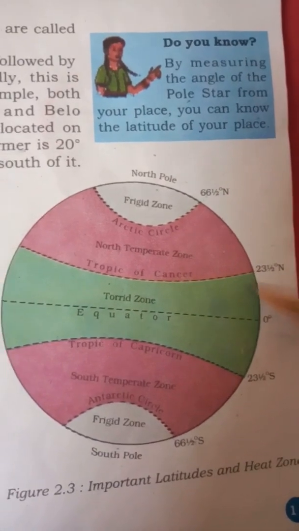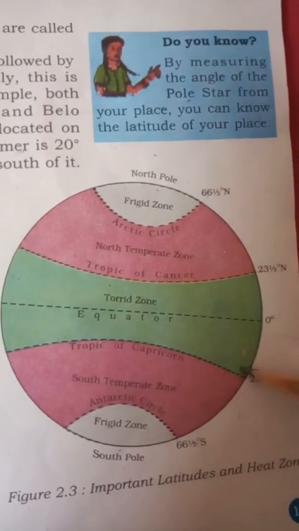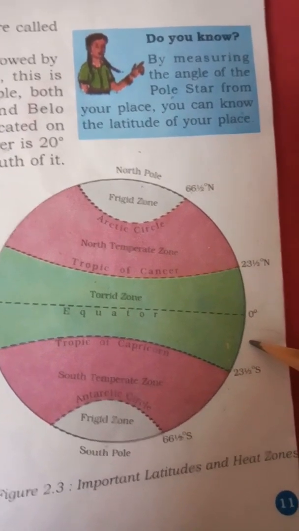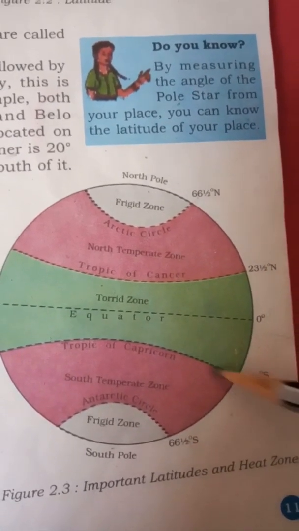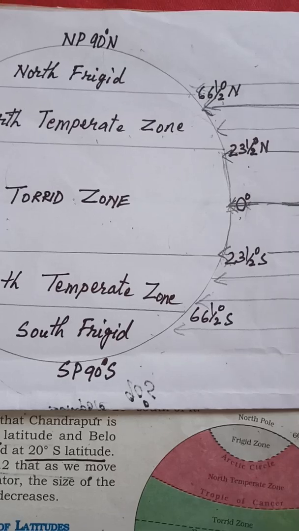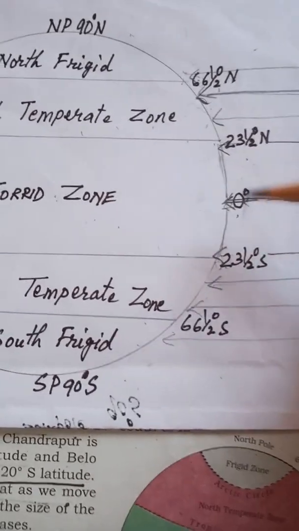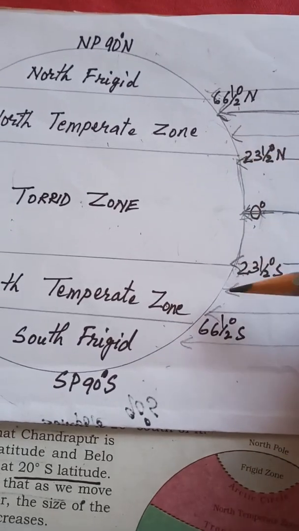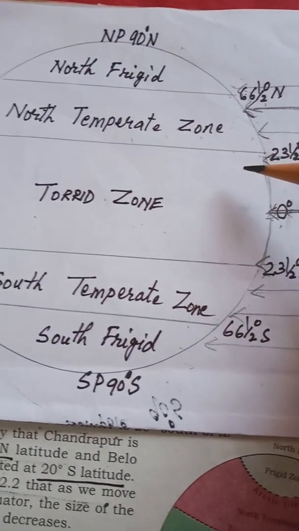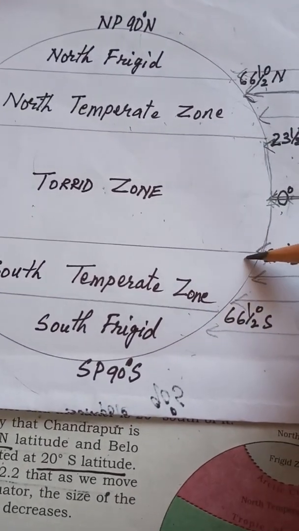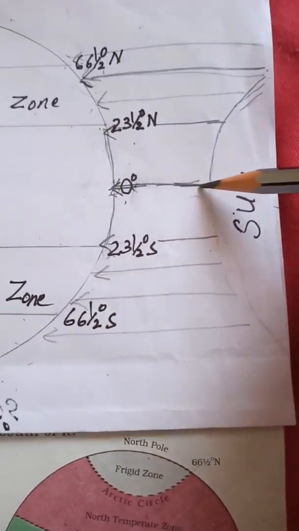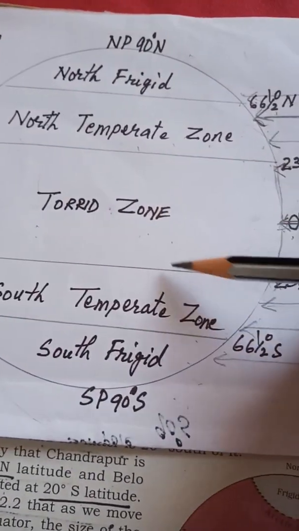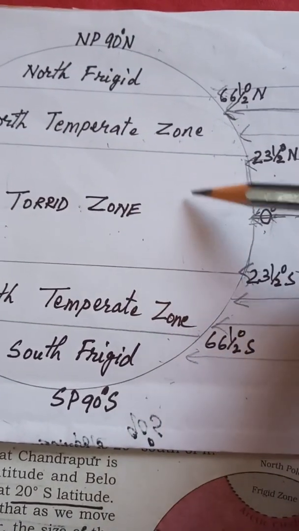Now, if you see the diagram, you will see that this portion, that is from equator to Tropic of Cancer and equator to Tropic of Capricorn, this area actually receives direct sun. So children, you observe this diagram. The areas between 23½ degree north and 23½ degree south, that is between Tropic of Cancer and Tropic of Capricorn, they receive direct sun rays. So this area is the hottest region in the world.